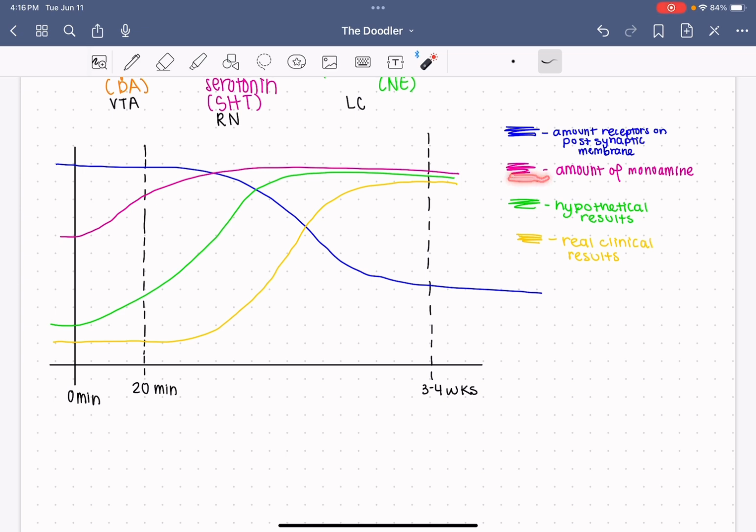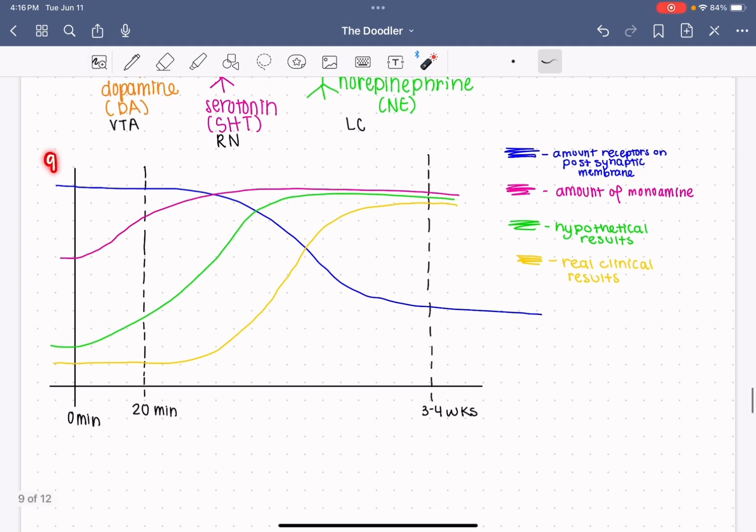Next is the amount of monoamine. So within 20 minutes, there's an increase in the amount of monoamine present in the body once given. This is at time 0, you're given an SSRI or one of these psychiatric medications. So there's a direct increase.